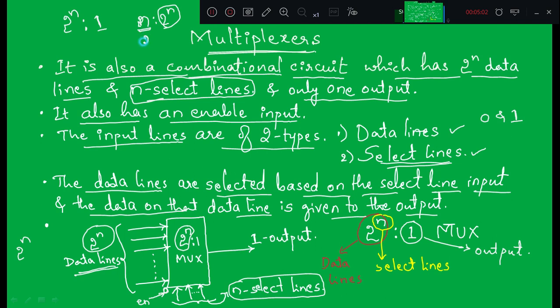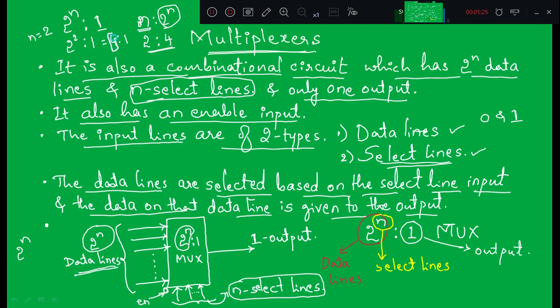For example, if n is equal to 2, then 2 raised to 2 is equal to 4, so I can write a 2 is to 4 decoder. Similarly here, if you substitute n is equal to 2, you get 2 raised to 2 is to 1, or you can also write it as 4 is to 1.